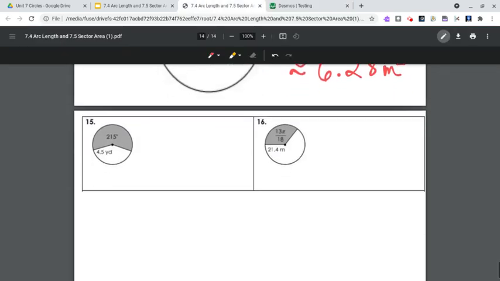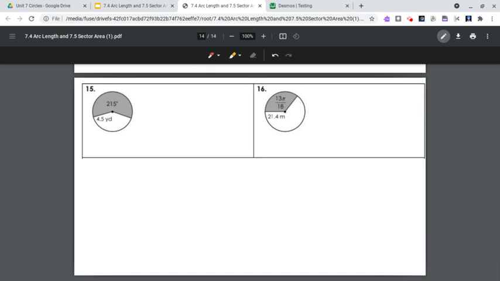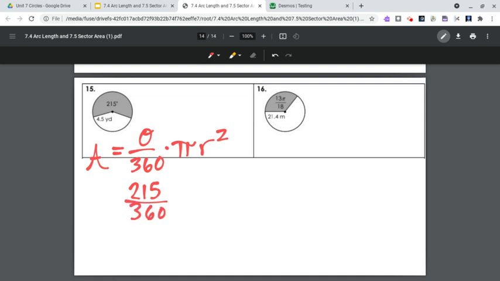Okay, 2 more and then we will be done. Number 15. The shaded region is 215 degrees. The radius length is 4.5 yards. So we're going to use A equals theta over 360 times pi r squared. 215 over 360 times pi times 4.5 squared. Let's find our value in terms of pi, and then we will calculate it out.